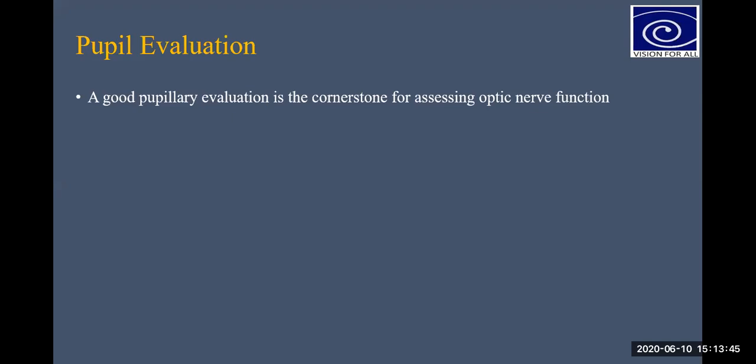Otherwise, the assessment of the true pupillary function will be impaired. If we put any kind of mydriatic drop, then the pupil will be constricted or dilated. So the pupil evaluation will not be assessed. So before a mydriatic or cycloplegic drug or any pharmacological drugs, we have to assess the pupil evaluation.